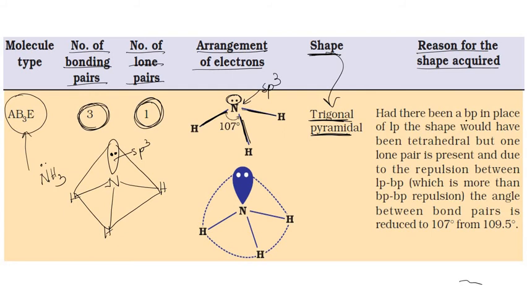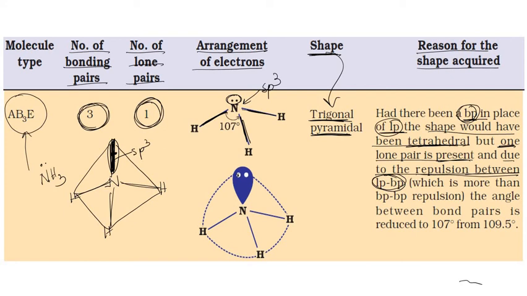If there had been a bond pair in the place of lone pair, see the sentence, if there had been a bond pair in the place of lone pair, right? So if this was a bond in the place of lone pair, the shape would have been tetrahedral. We know that if there are 4 bonds surrounding the central atom, 4 bond pairs, then the shape would have been tetrahedral. But one lone pair is present, and due to the repulsion between lone pair and bond pair, see that repulsion between lone pair and bond pair.